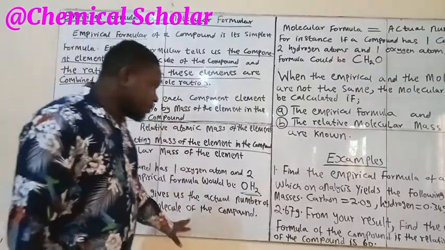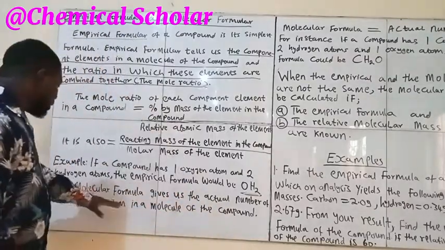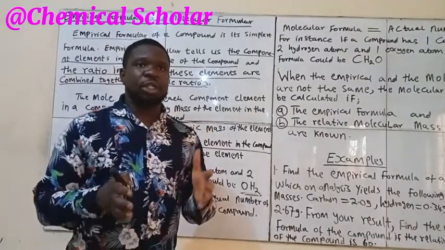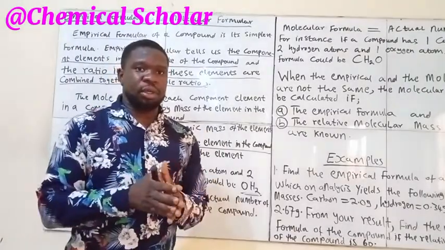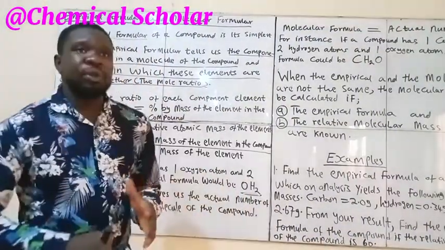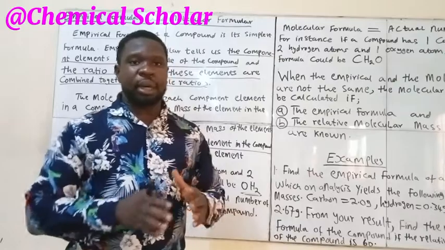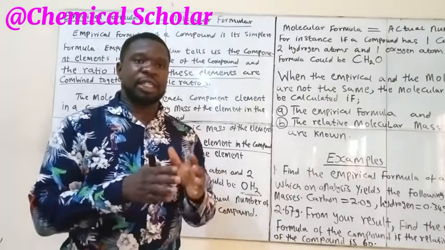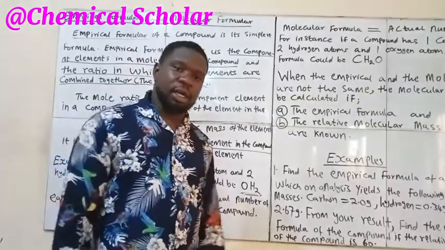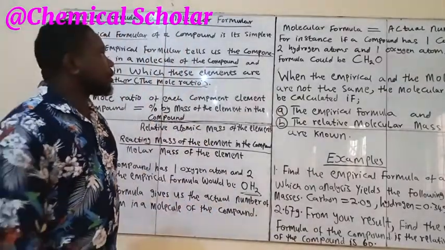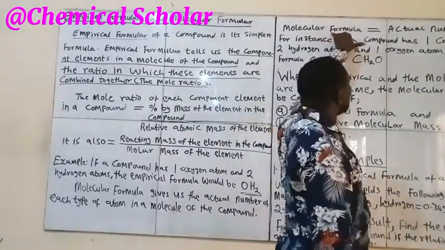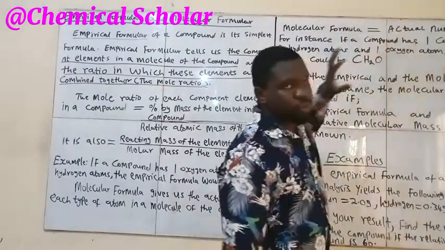Okay, so you see the difference between the empirical formula and molecular formula. Empirical formula just gives the ratio in which different atoms are combined to form the compound. But the molecular formula will give you the actual number of the atoms that actually combine to form that particular compound. So this molecular formula is equal to the actual number of atoms.